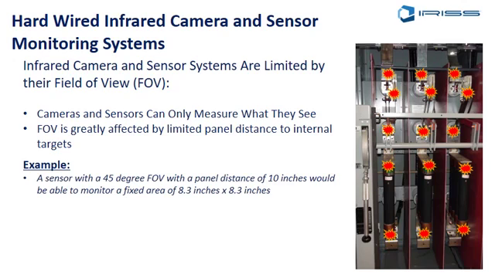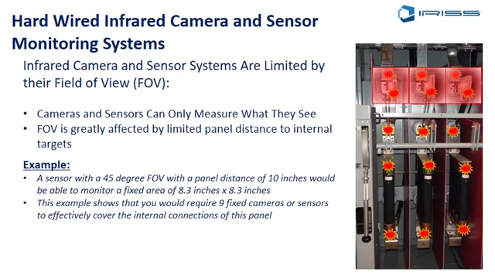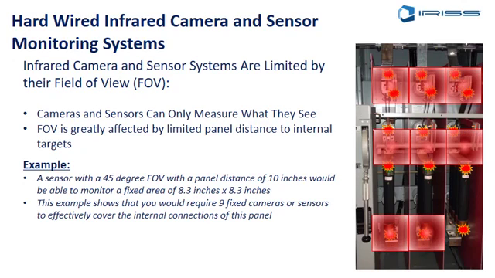In this example, if the sensor had a 45-degree field of view and the panel distance to target was 10 inches, then doing a rudimentary field of view calculation, the fixed area on that sensor will be an 8.3 by 8.3 inch square. So on this panel alone, you would need 9 fixed cameras, sensors or pyrometers to measure all of the connections effectively. And that's 9 cameras or pyrometers, 9 connections, 9 cables, a data hub, etc. So again, it becomes very expensive very quickly.